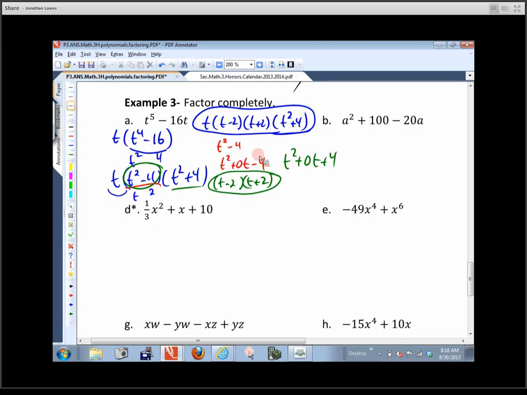Okay, because this was t to the 4th minus 16. Right. It's got two terms. It's a difference, and they're both perfect squares. 16 is a perfect square of 4. T to the 4th is a perfect square of t squared. So it's going to be this minus that, t squared minus 4, and then it's going to be this plus that, t squared plus 4. Okay, is that okay? Thank you so much. Yeah, that works.